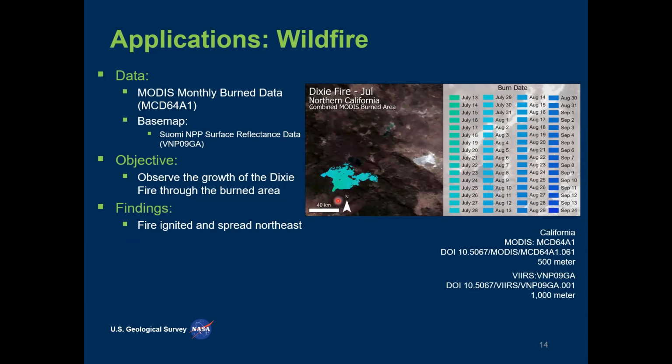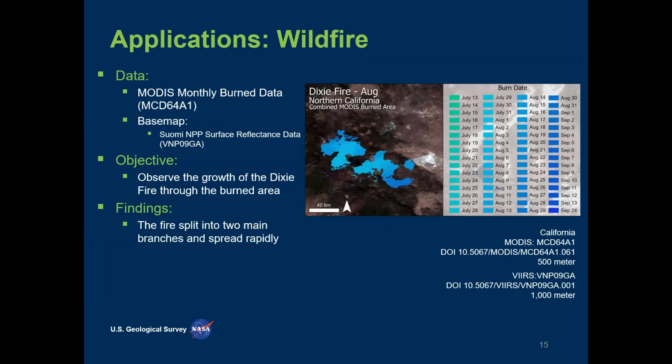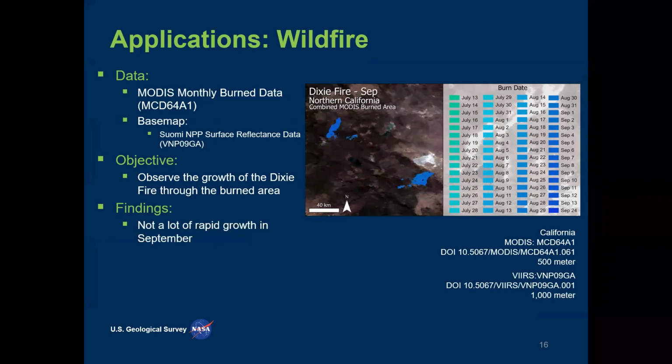So you can kind of see from the brighter teal as it shifts into the lower blues as it spread. And then it split into two main branches during the month of August. So we can again watch as the fire spread through the burned area and spread even further out. But overall, during the month of September, it was a lot more contained due to firefighting efforts and weather.